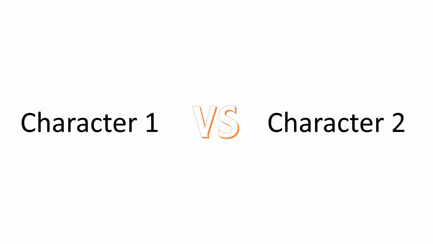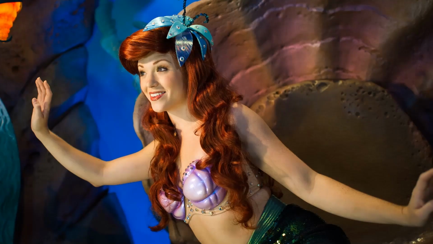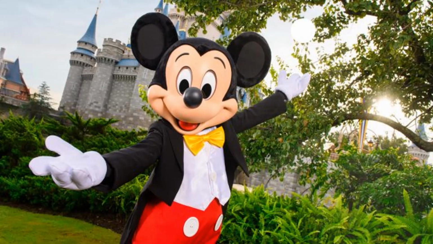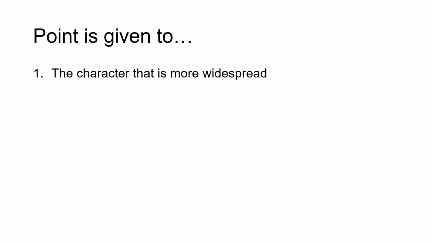The 5 categories are: Number 1, availability. Some characters, like Ariel seen here, can be only found in one park in one place, whereas others, like Mickey Mouse, can be found in multiple places over multiple parks. The point is given to the character that has more meeting spots in more parks. I will only be doing this for Walt Disney World because I know the place and I went there more often.